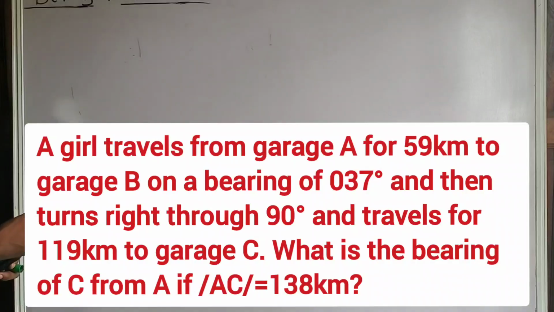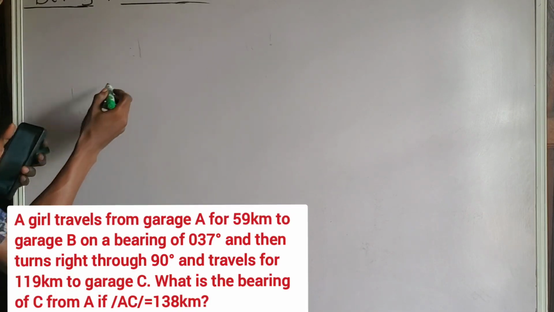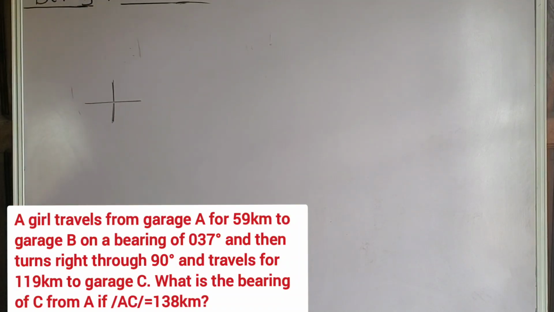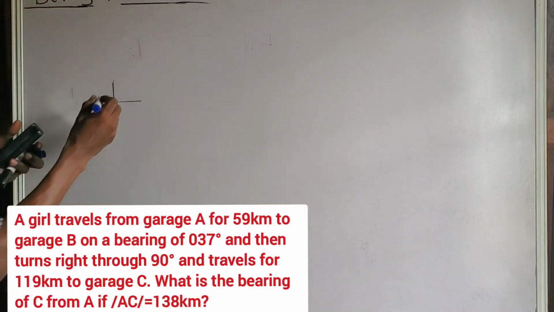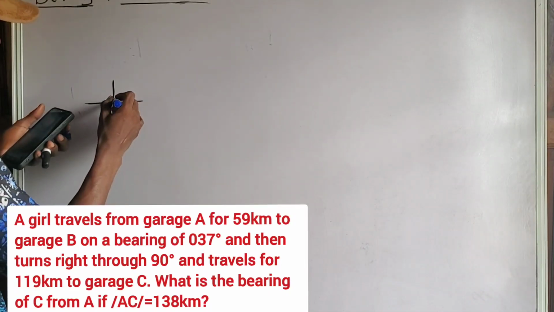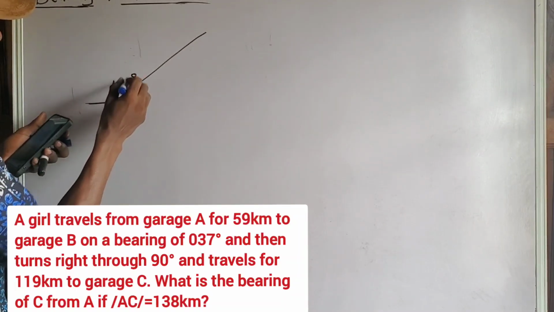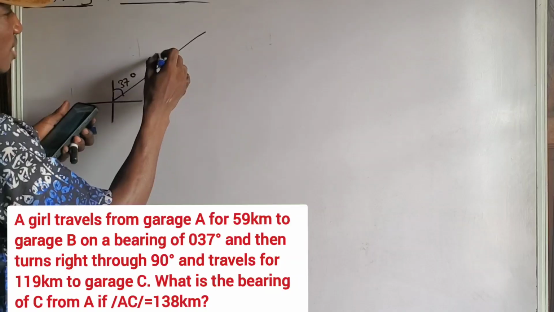Okay, let's start by drawing out the diagram that we have. The first step is that you have to draw the diagram. So put the cardinal point, then the bearing of garage A to garage B is what? 37 degrees. So 37 degrees will be along this side. And the distance is what? 59 kilometers.